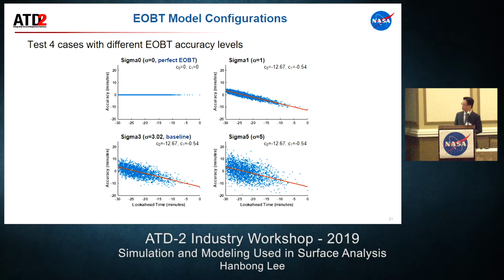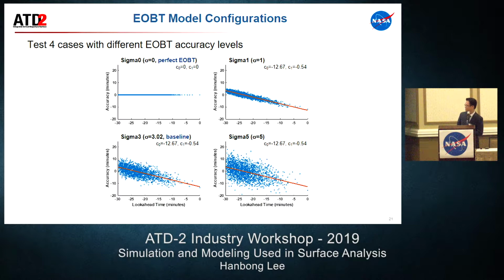So I will talk about the UVT configuration in more detail. We tested 4 different cases having different levels of UVT accuracy. The first one is the sigma 0 case. The sigma value is 0, and this means the perfect UVT case. So in this case, all the UVT values are exactly the same as the actual flight ready time.